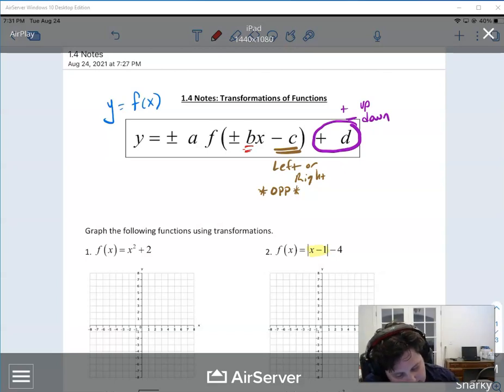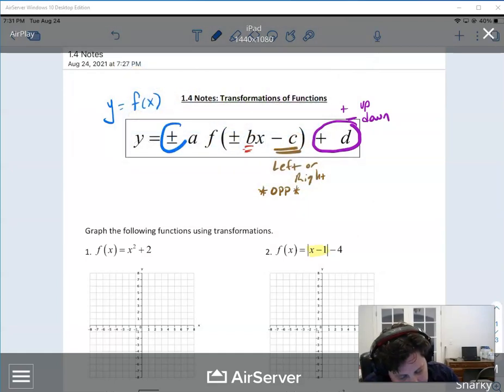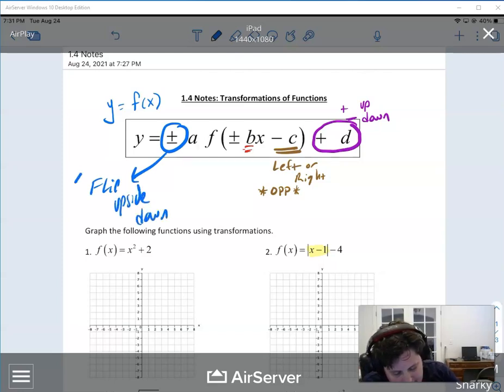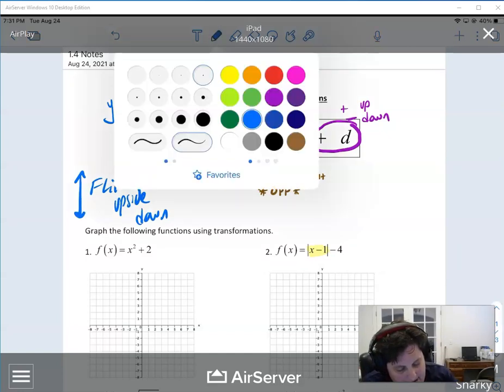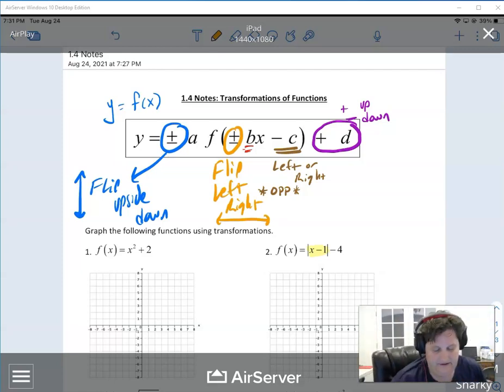Actually, let's start with the outside first. All right. Check it out. A negative on the outside will flip it upside down. So it's going to flip it that way. Now, putting a negative on the inside will also flip it left to right. Okay, putting it on the inside will flip it left to right.